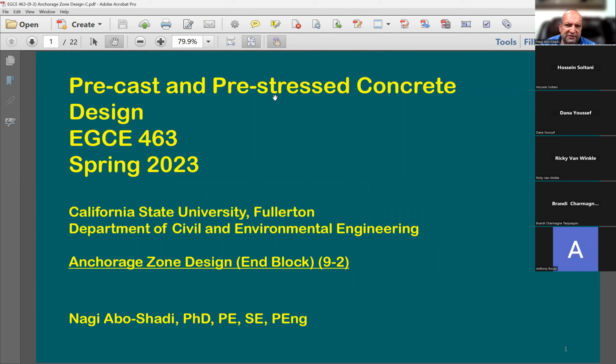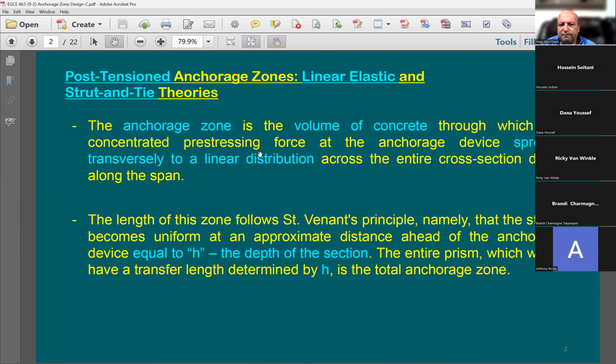And here there is no transfer because most likely there's going to be some debonding between the strands and the concrete. Therefore, the pre-stressing force is going to be acting as a point load at the end of the beam, like the end face of the beam. Now, the volume that we'd like to analyze has a length equal to the total beam depth, which is h.